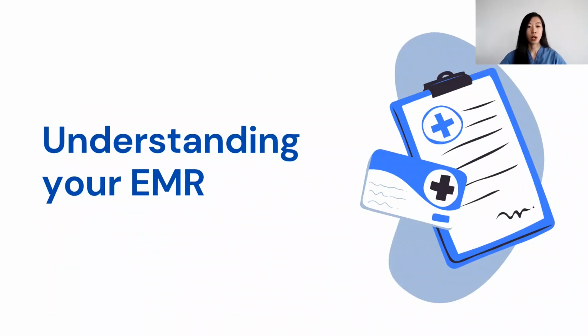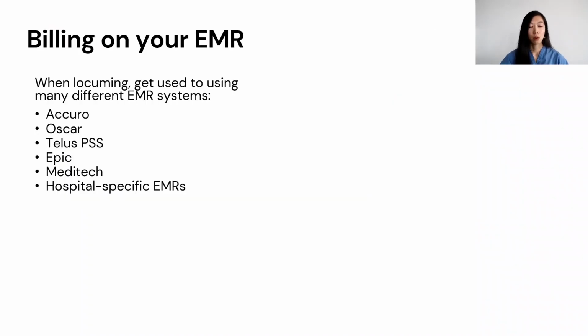So the other thing I want to talk about is your EMR system, because this is another area that was really, really time consuming to figure out when I graduated as well. When you start off locuming, you have to get used to many different EMR systems. Obviously the first three, Accuro, OSCAR, and TELUS PSS, are pretty common ones that you might encounter in residency. As well, you might encounter things like Epic, Meditech, or your hospital-specific EMR.